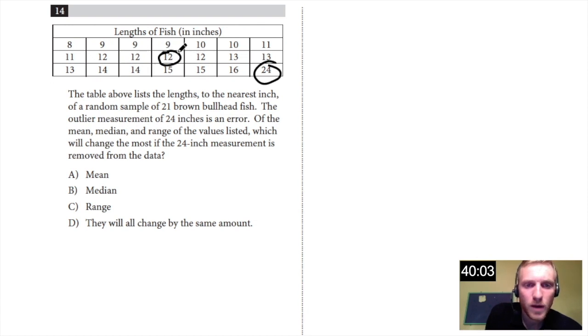We have a 12 on either side of it. This is the middle row and middle column. So we have a 12 on either side, so our median shouldn't change at all. Our mean will change. Our range will change.